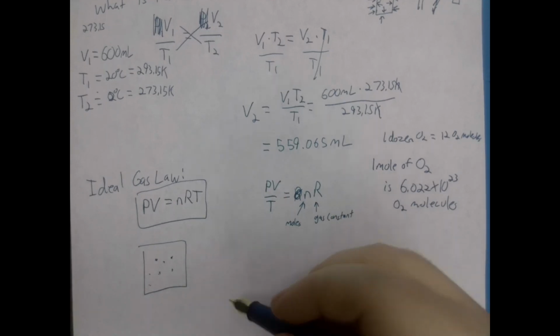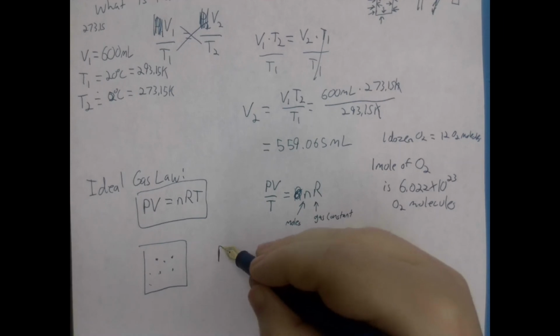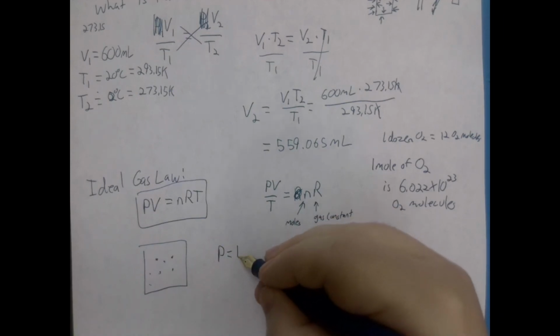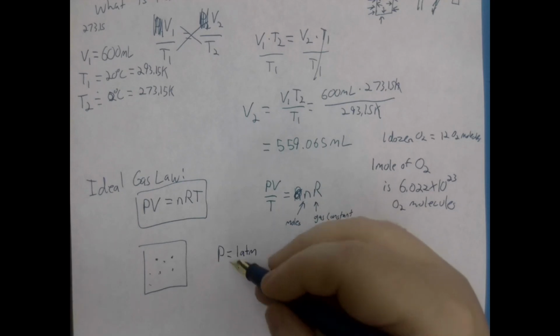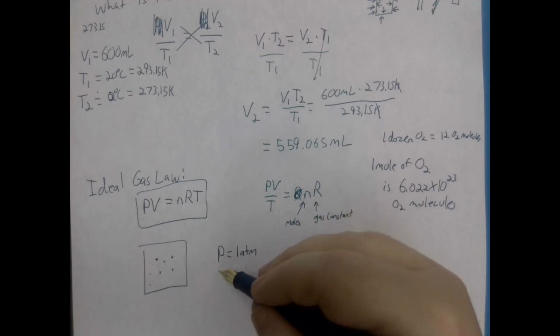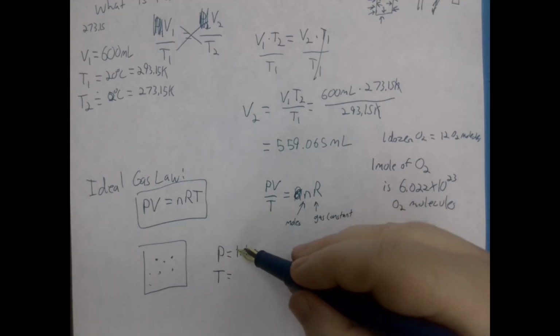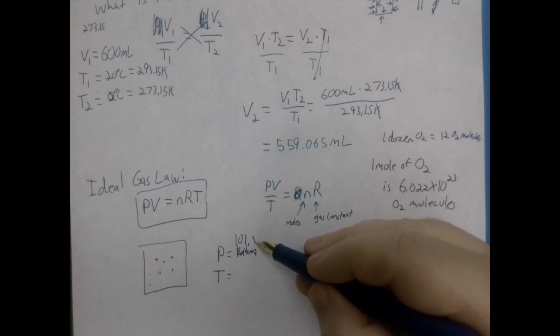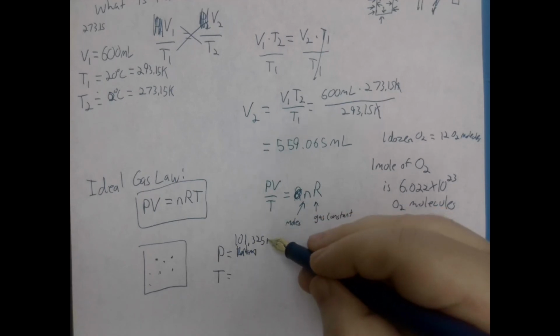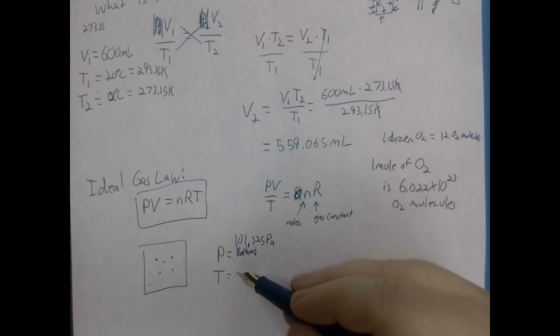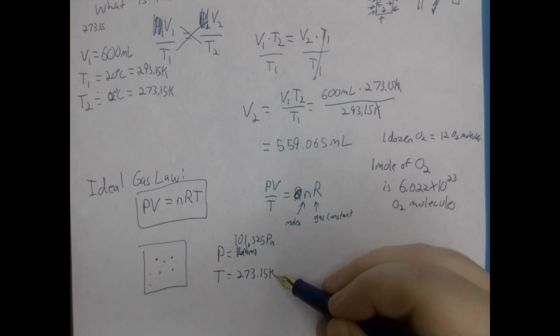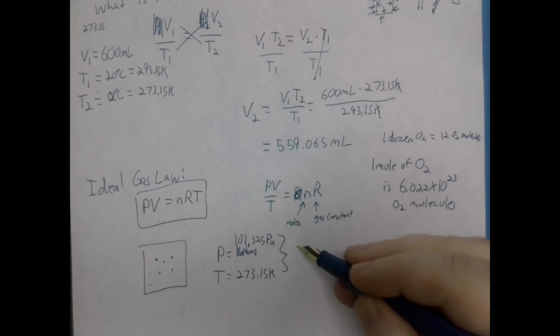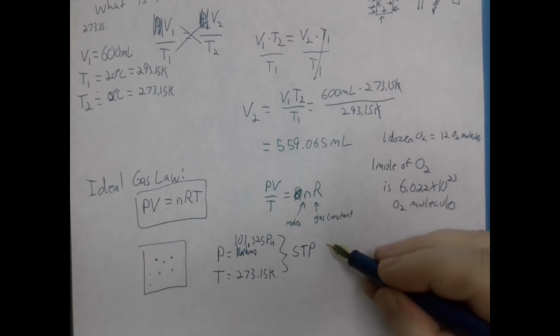So let's assume that pressure is equal to 1 atmosphere, and the standard temperature. So let's actually change this. 101,325 Pascal. And the temperature is 273.15 Kelvin. These two values are known as standard temperature and pressure.